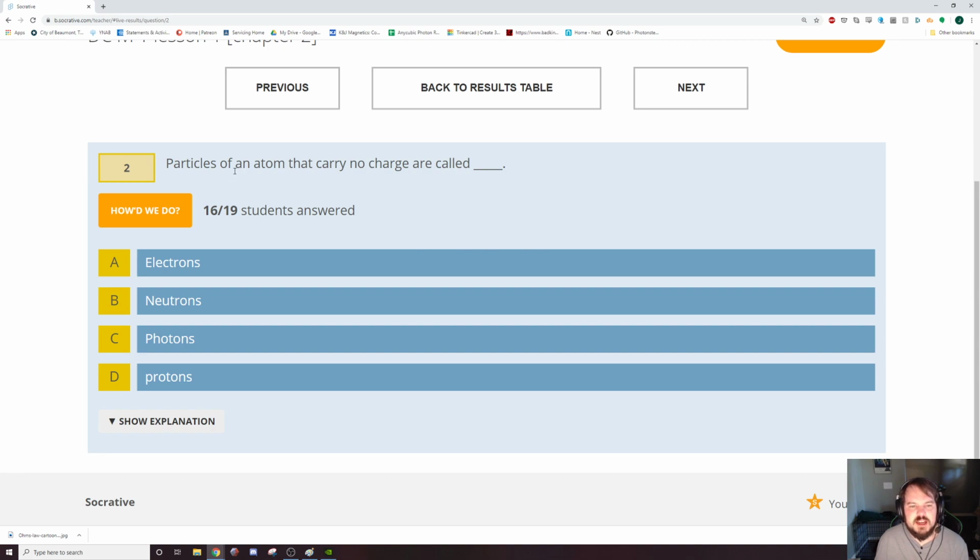All right, particles of an atom that carry no charge are called neutrons. Neutrons are neutral charge. They don't have a positive or negative charge. Electrons have a negative charge, and protons have a positive charge. You can remember electrons by a process of elimination. Neutrons are neutral, protons are positive, and electrons, the only other option is negative.